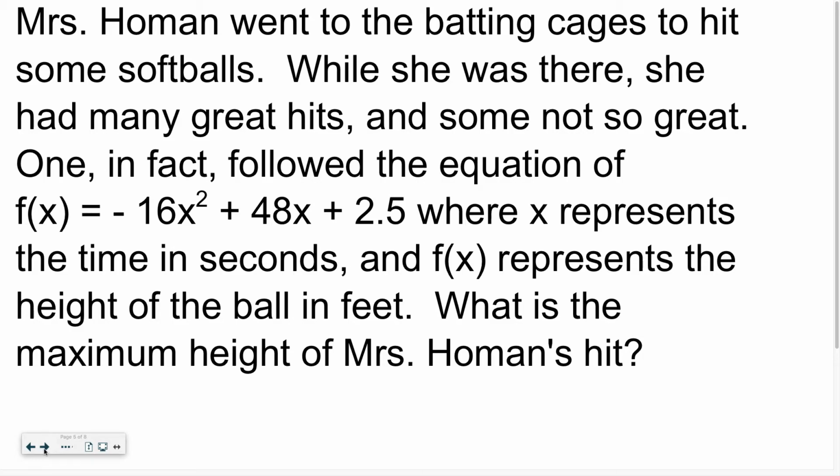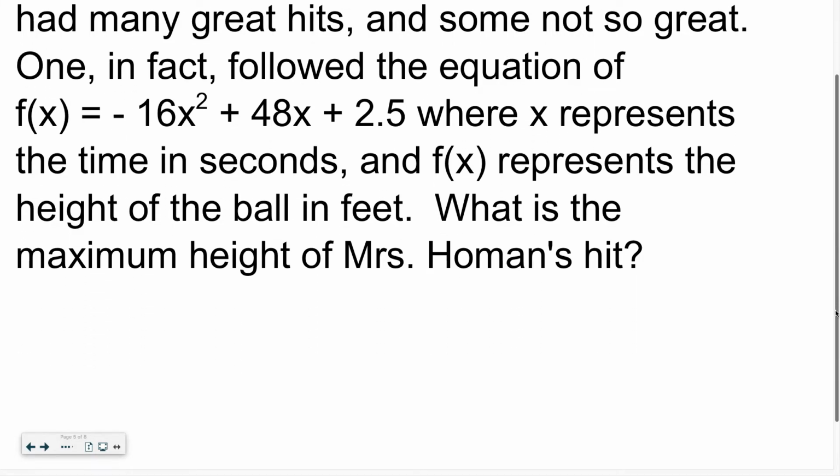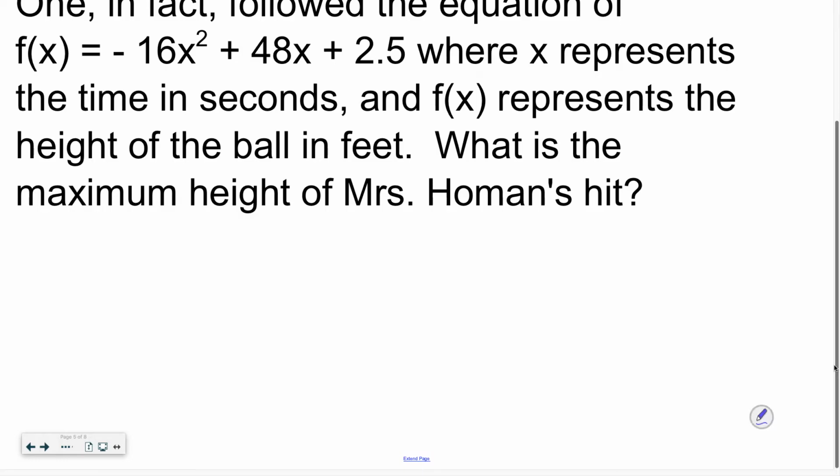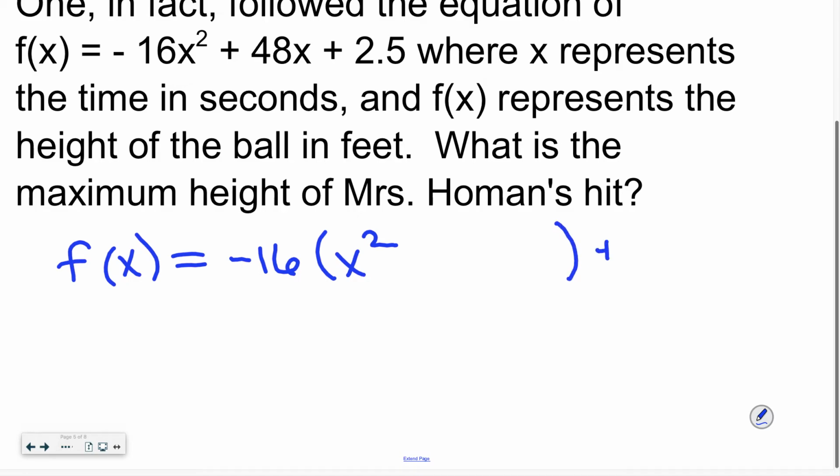Now, some of us are worried about that negative 16. So let's talk about what we would need to do. We can only complete the square if we have a leading coefficient of 1. So since our leading coefficient is negative 16, we're going to factor it out. However, please listen. Stop writing. Only factor it out of the x squared and the x term. Please leave that plus 2.5 outside of the parentheses.